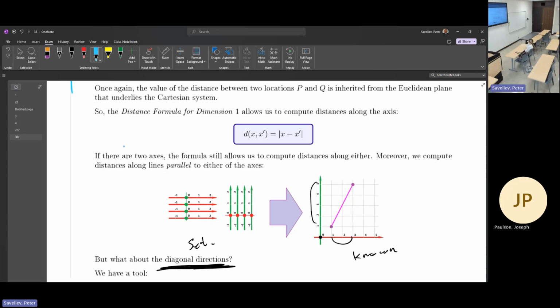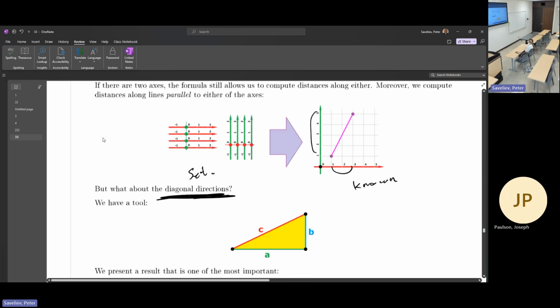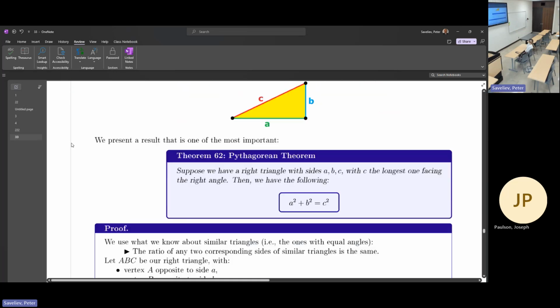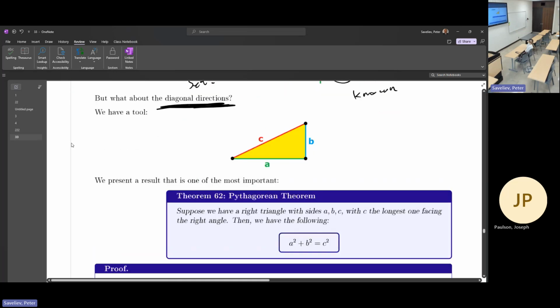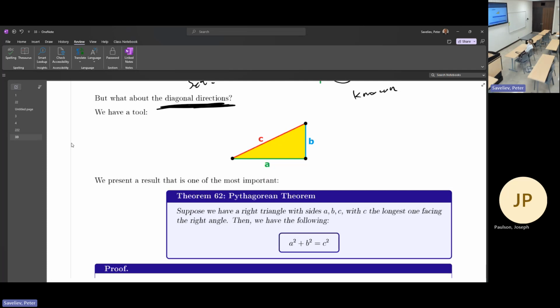So that problem is literally solved, and not only on the axes, but also on every vertical and every horizontal line. Diagonals have to be addressed separately. That is then addressed with the Pythagorean theorem, which is very familiar. Right triangle, points A, B, and C, and C is the longest side that faces the right angle. Then we have a squared plus b squared is equal to c squared.